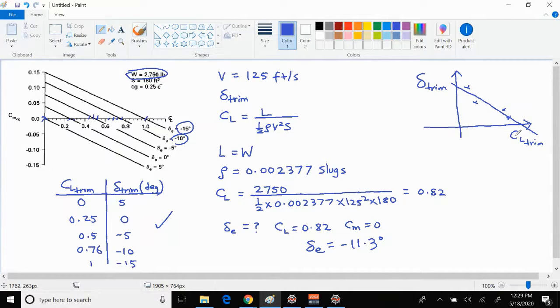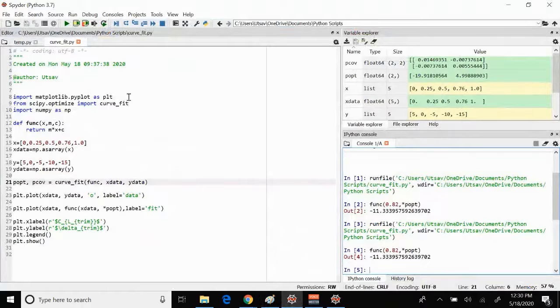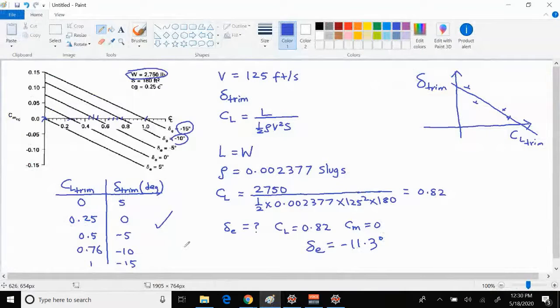So just to reduce the errors coming from the reading of the plot, and because I did not know whether delta trim would vary linearly with CL trim, I wrote this line of code, which can easily be modified even if the relationship were not to be linear. But if you already know that delta trim as a function of CL trim has to be linear, then it should be adequate just to do a linear interpolation between these two final values. And it makes sense that the elevator angle is negative 11.3 degrees because the value of CL trim is between 0.76 and 1, and the value of the elevator angle that we found is also between negative 10 and negative 15.